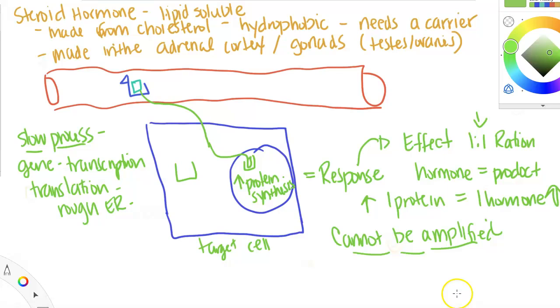So sort of think of it as, you take anabolic steroids. Well, you don't take one steroid and then suddenly the next morning you are a big muscly new person. It takes time and more of those steroids to build that muscle. And it takes a while for it to do that. So that's how steroid hormones work. So now let's look at peptide hormones.